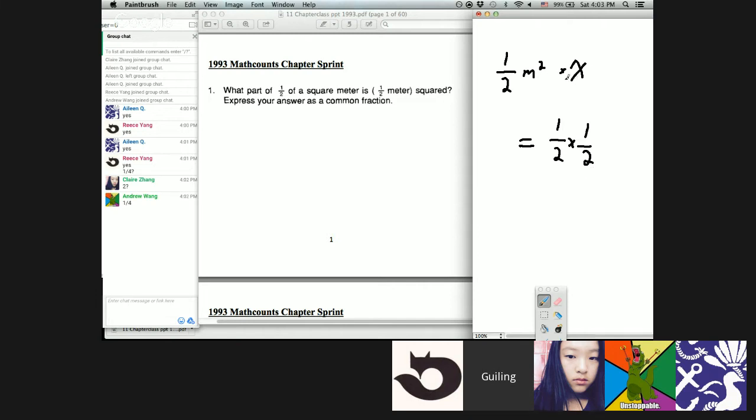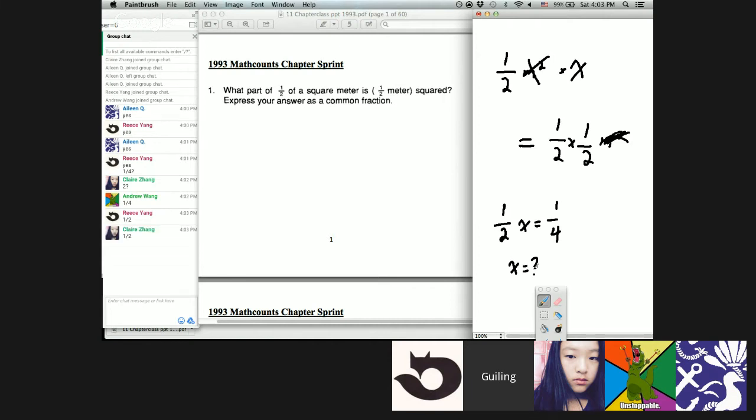So if you solve this for x, so this is meter squared, because each one of these has a meter, so it's just meter squared. So the meters cancel out. So it's just 1/2 times x equals 1/2 times 1/2. So then what is x? So it's basically asking 1/2 x equals 1/4. What is x? Right, x would be equal to 1/2.